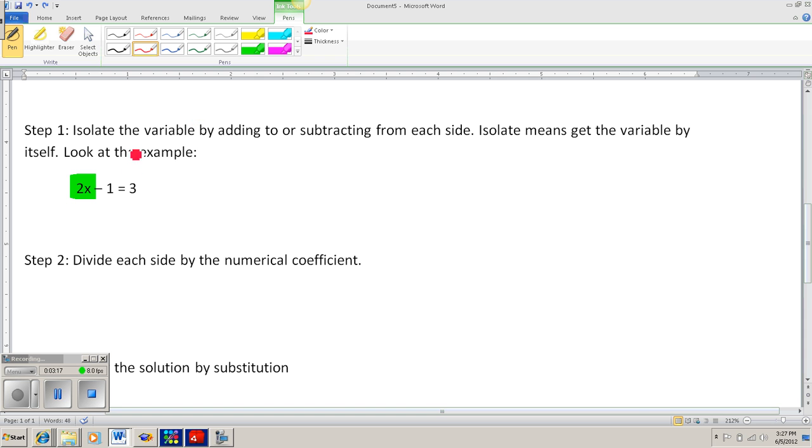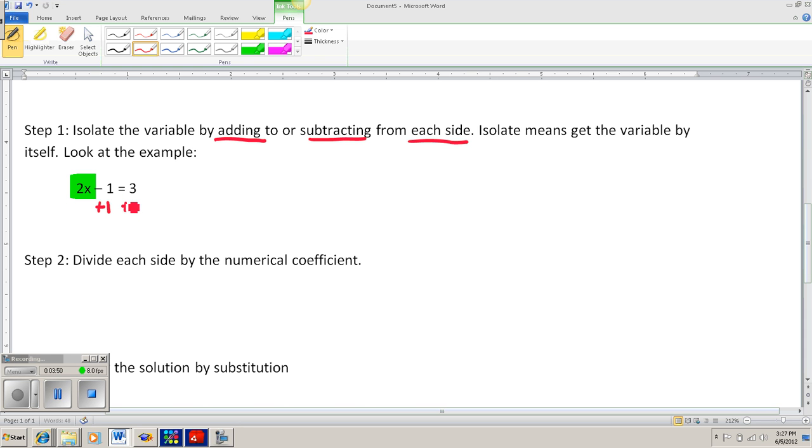Isolate means get the variable by itself. So we're going to add or subtract from both sides, because remember, think of it as a balance on the equal sign. What you do to one side, you have to do to the other side, or you'll disrupt the balance. So here's what I do. If I subtracted 1 from 2x and I get to 3, I'm going to want to undo that subtracting just to figure out what 2x is. So instead of subtract 1, I'm going to add 1. Subtract 1 you can think of as -1, and this is +1.